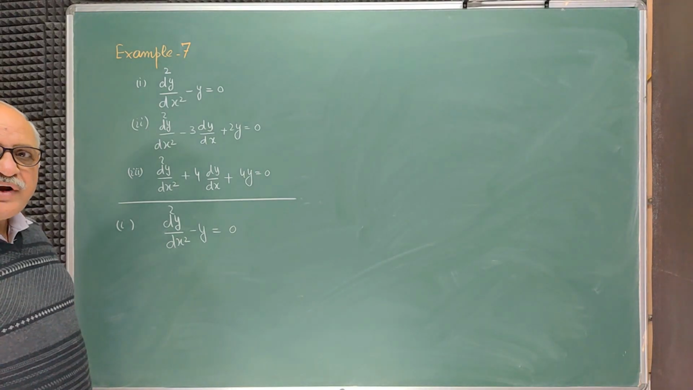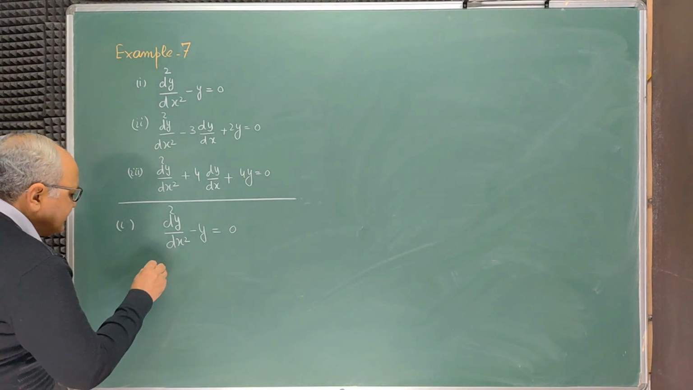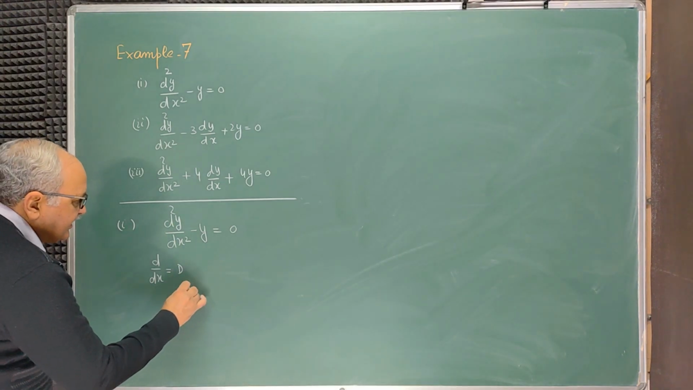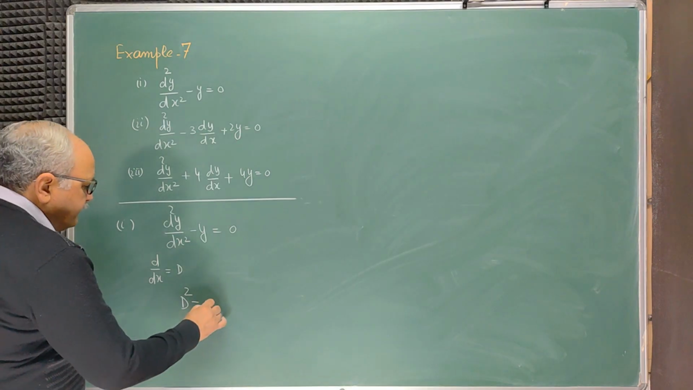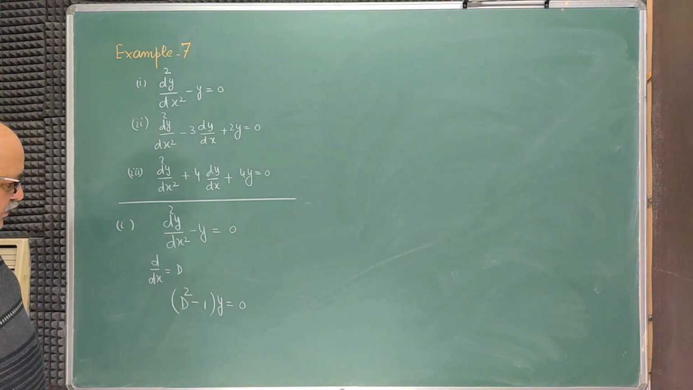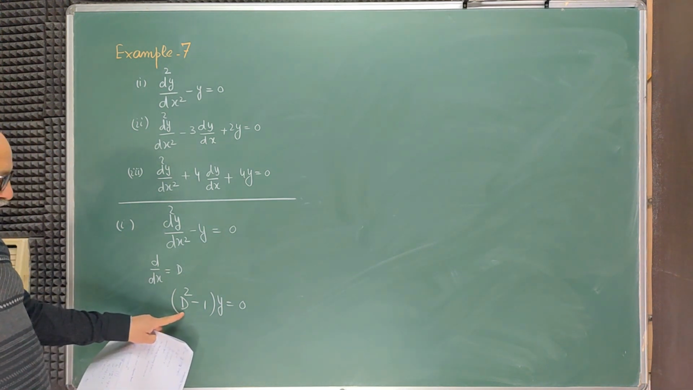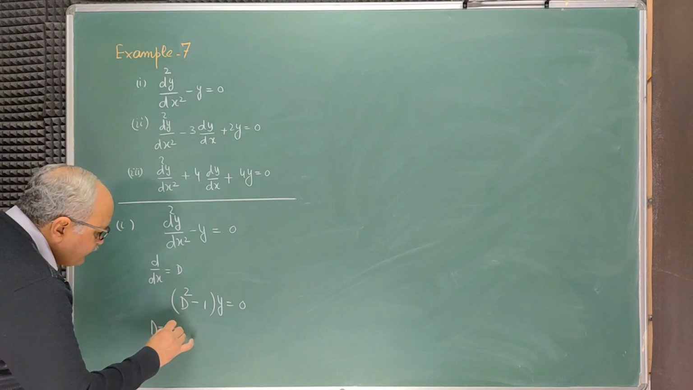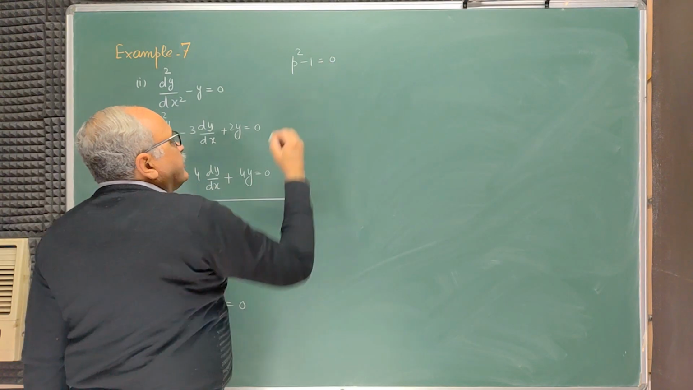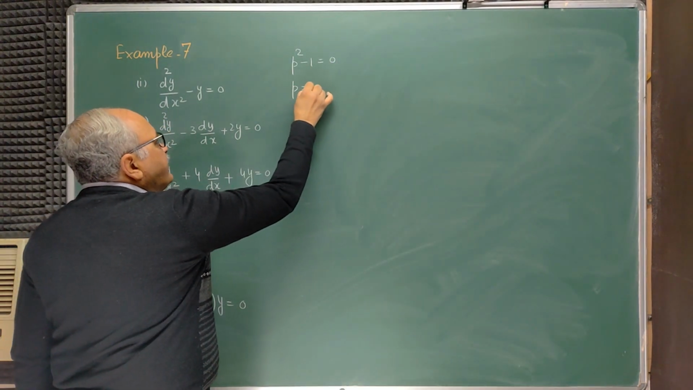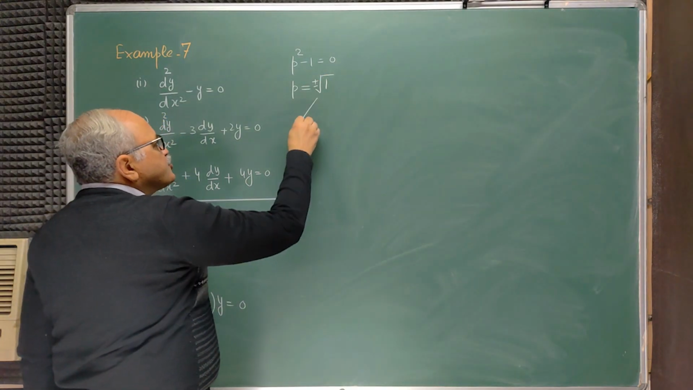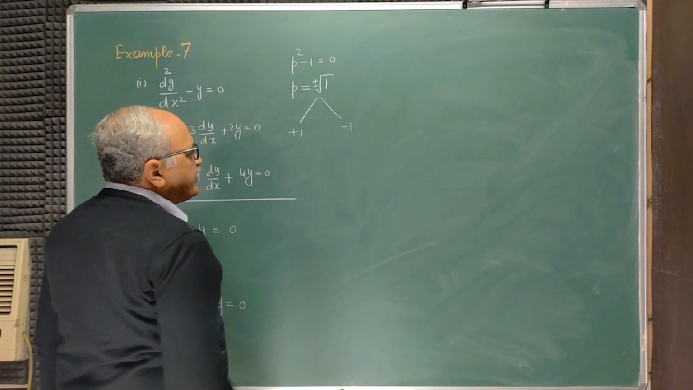So the very first step is to write the operator equation. Once again we have d by dx equal to D. So I can write this as (D square minus 1) y equals 0, which is my operator equation. Once again I am choosing D equals p for the auxiliary equation. So that quadratic equation now takes the shape p square minus 1 equals 0. When we solve, p equals plus or minus 1 under root. So I have two solutions, one is plus 1 and the other is minus 1.